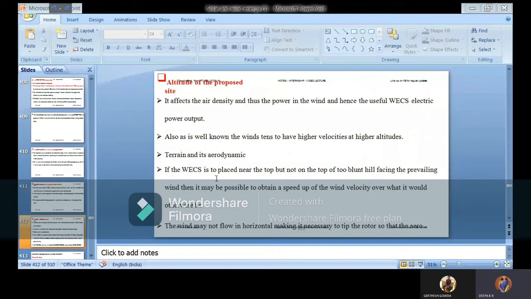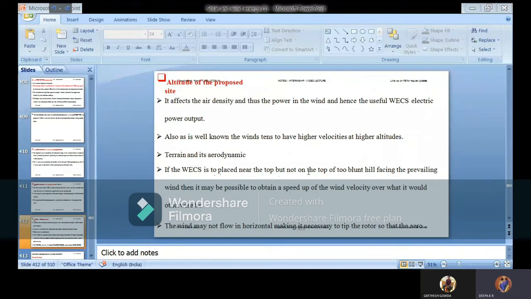Then if the WCS is to be placed near the top, but not on the top of a too blunt hill facing the prevailing wind, then it may be possible to obtain a speed up of the wind velocity over what it would be otherwise. Of course, we want hill stations, we want the top portions, because if the altitude goes higher, you are going to achieve high velocity of wind, and that is going to give a high electrical output.